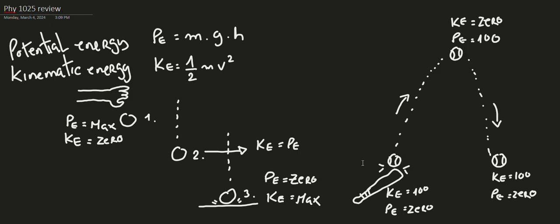Let's say we need to raise an object. We need to apply a kinematic energy. When that kinematic energy is depleted, the object will reach the maximum height. And from there it goes down again. So it's an exchange from kinematic energy to potential energy and then potential energy to kinematic energy.